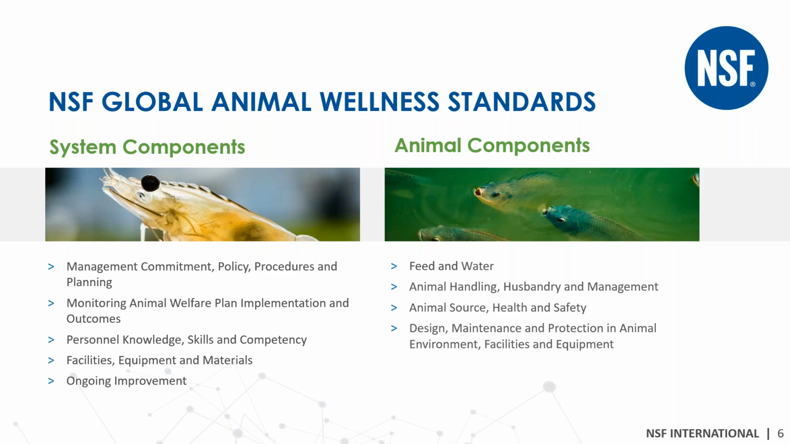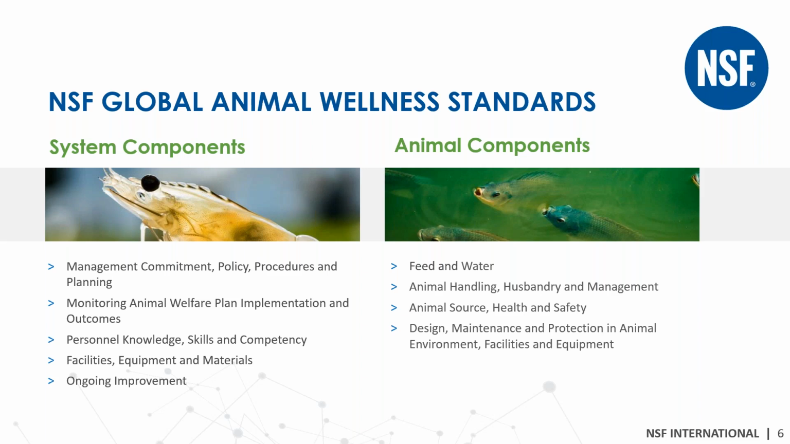In that section on the system components, we look at the management commitment, policy, procedures, and planning, then how that animal welfare plan is implemented, monitored, and then the outcomes of that monitoring, focusing on personnel knowledge, skills, and competency, the facilities, equipment, and materials, and some focus on supplier and vendor approval systems, and then looking at it from an ongoing improvement perspective.